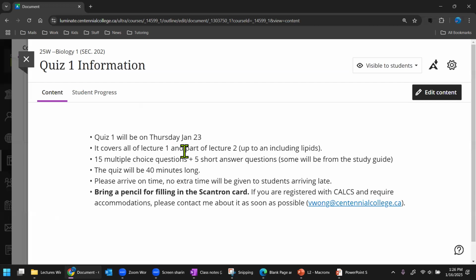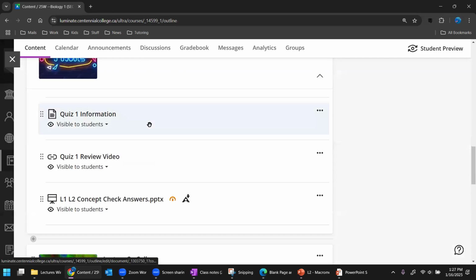If you need accommodations, if you have an IEP from high school or if you have some kind of learning disability that requires accommodations, you need to send me an email and let me know. I will redirect you to the Center for Accessibility Learning so they could get you the right documentation to give you extra time.